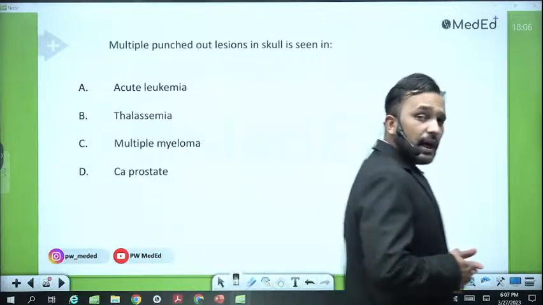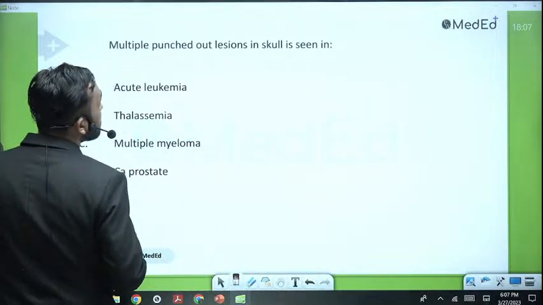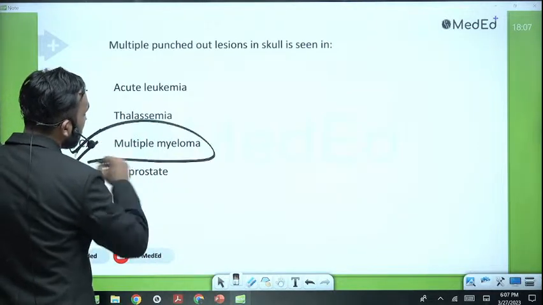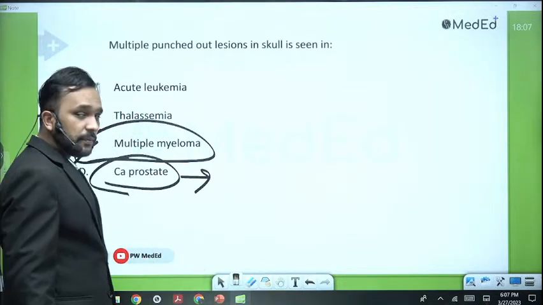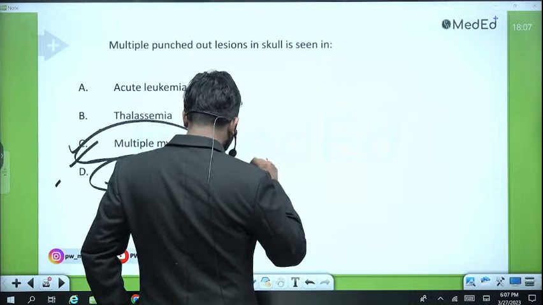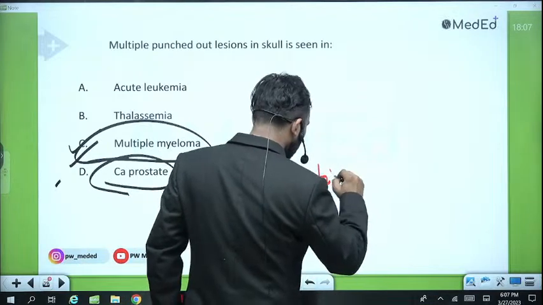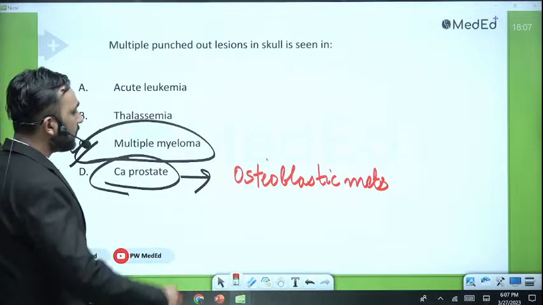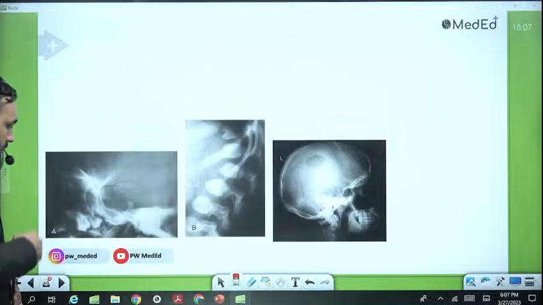Multiple punched out lytic lesions in the skull, okay? That is seen in a patient with multiple myeloma. What is an important point that you need to remember about cancer prostate? Just remember that in CA prostate, you are going to see osteoblastic mets. In multiple myeloma, you will see multiple lytic lesions within the skull. I am going to show you an x-ray also, right?